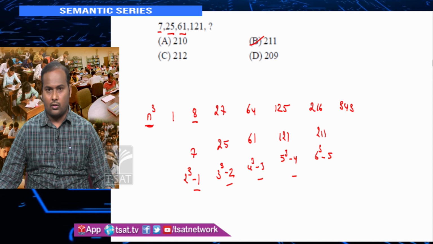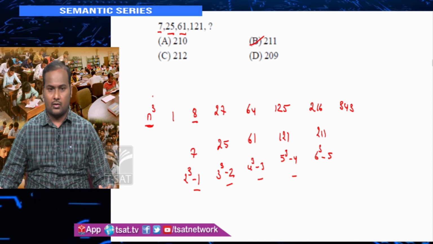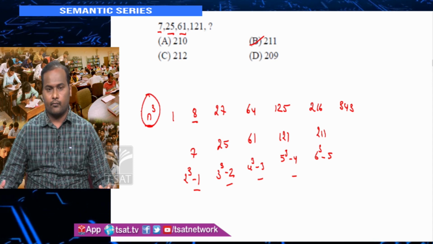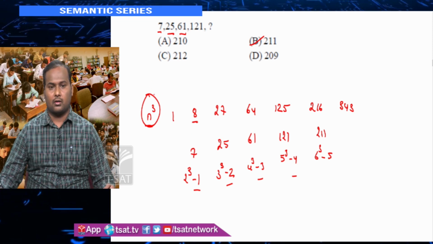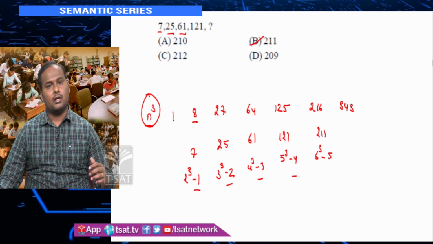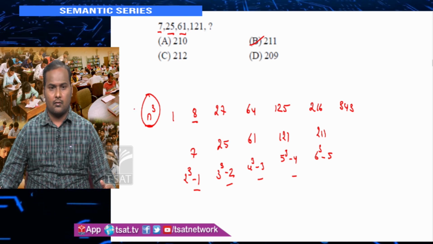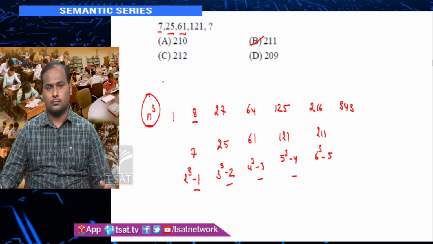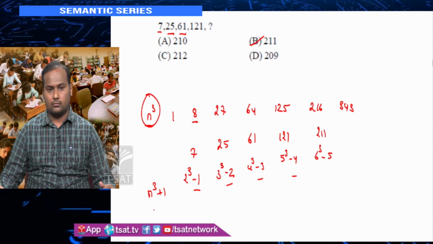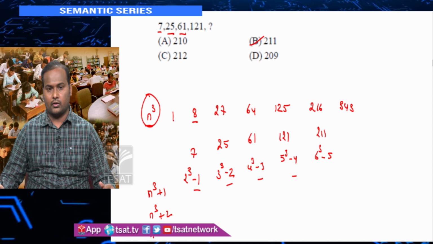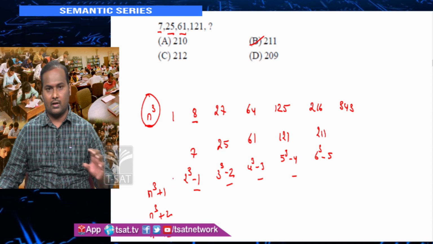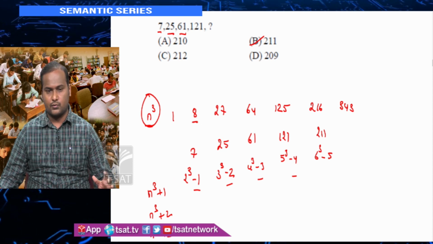So what you need to remember here is the format of n cube is very important. In the format of n cube also, you have to remember all the values near to the n cube as well. For example, n cube plus 1, n cube plus 2 and n cube plus 3. So all the values near. Just keep that in mind, that is very important.